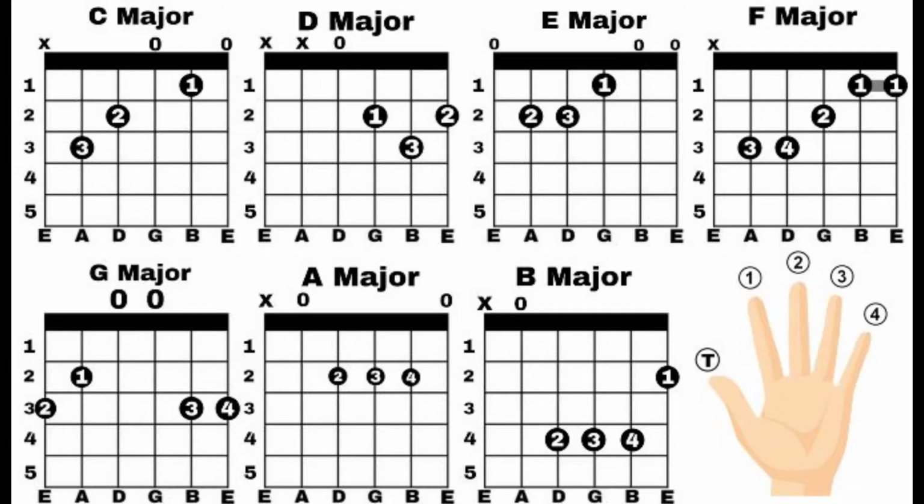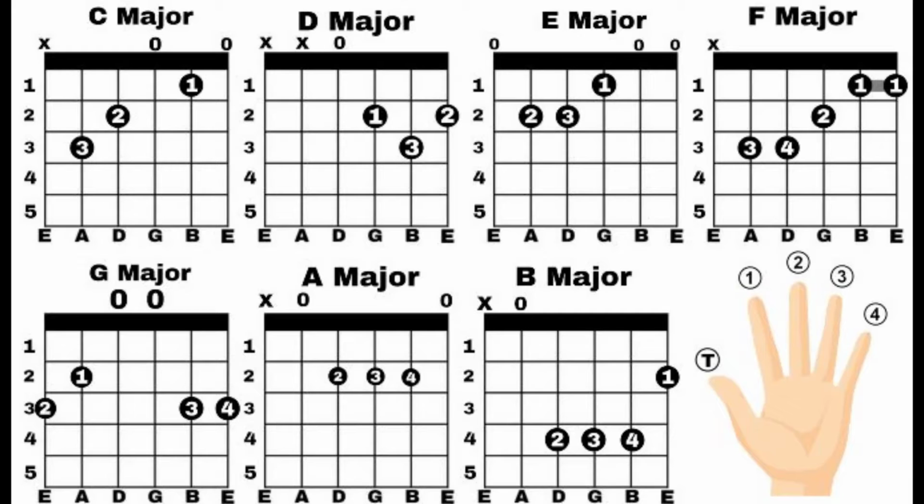In the case of Re major, finger number one is going to be on the second fret, third string. The second finger is going to be on the first string, second fret, and finger number three is going to be on the second string and third fret, okay? And that way you're going to have the different chords represented there.